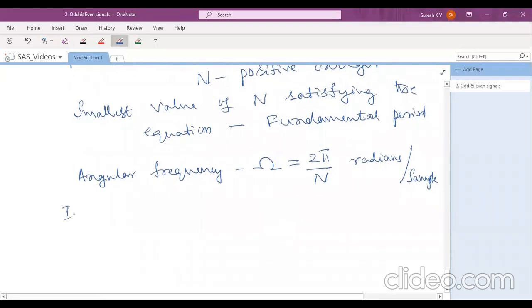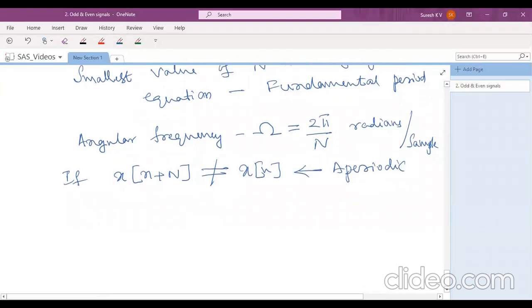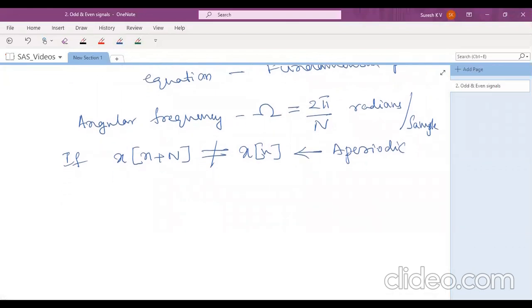If the condition is not satisfied, that means x of n plus capital N is not equal to x of n, then such signals are called aperiodic or non-periodic signals. Okay, so we will take one example to illustrate this in the discrete domain also.